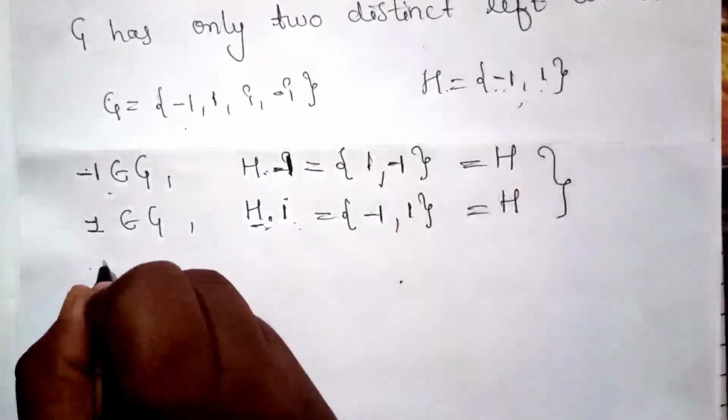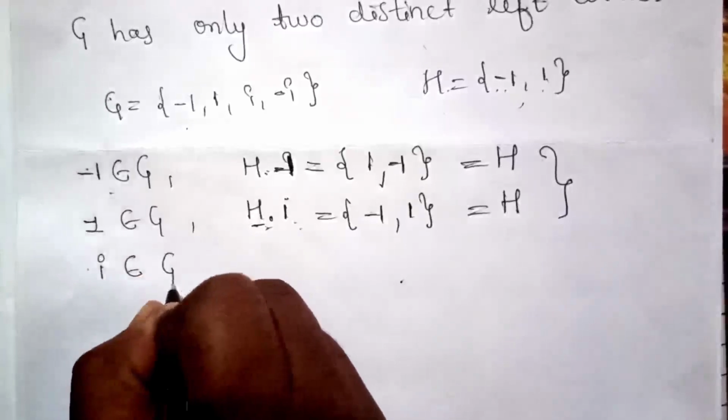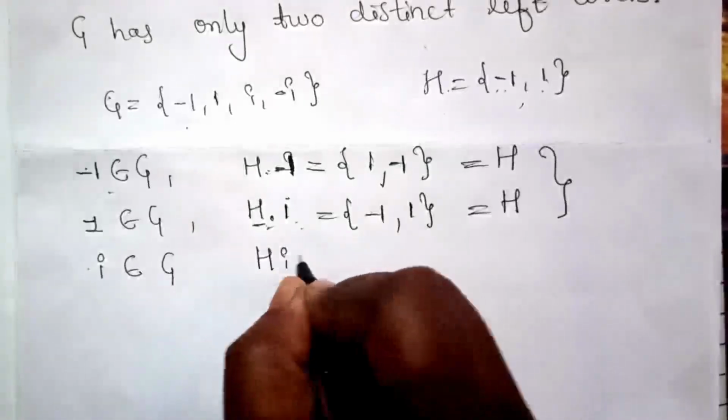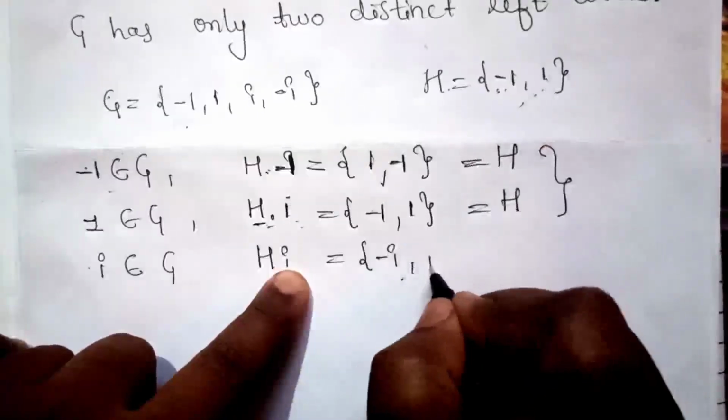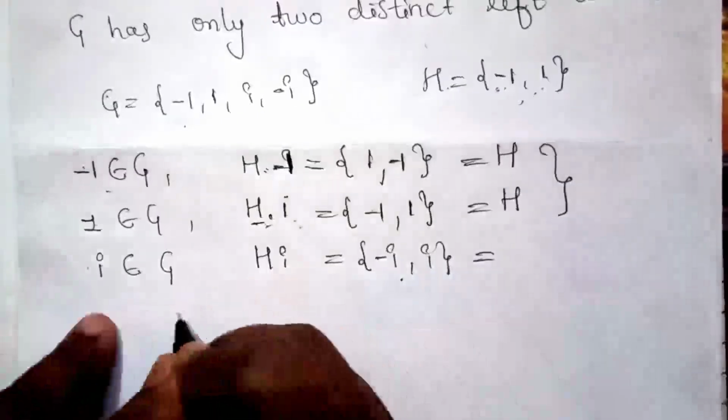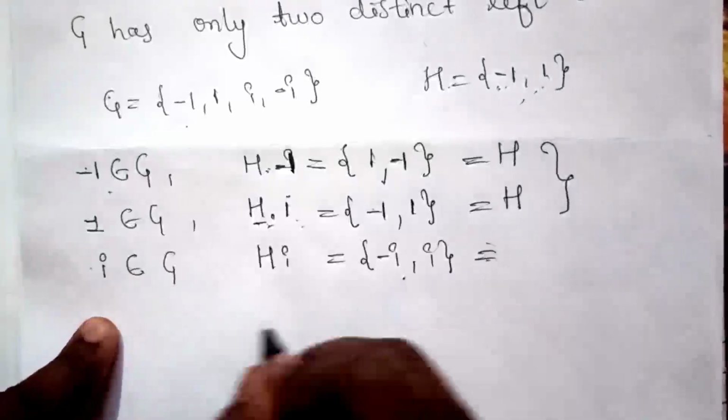Next we go for another element. I belongs to G, H dot I equals to -1 into I equals to -I, 1 into I equals to I. So this is one of the right cosets.